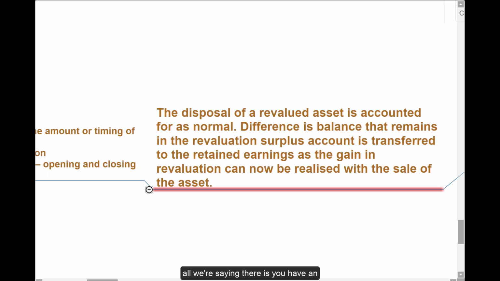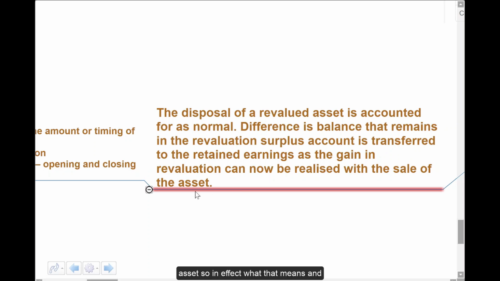All that we're saying there is you have an asset. We saw up top that we use a disposals account. When we dispose of assets, you're going to use that again. But note, the difference is the balance that remains in the revaluation surplus account is transferred to retained earnings, as the gain in relation can now be realized with the sale of the asset.